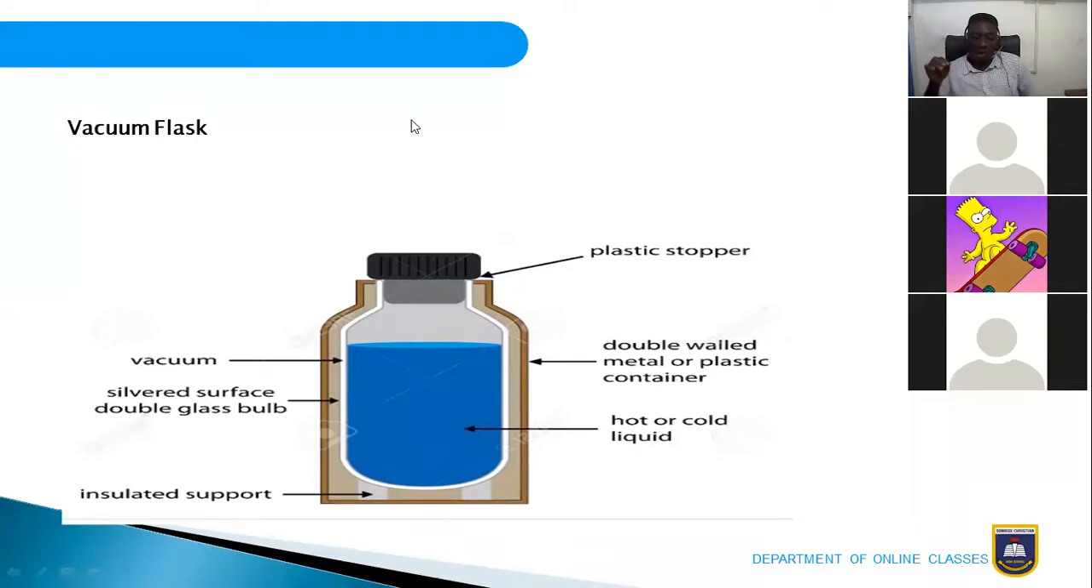And when you pour cold water into it also, it maintains the same temperature for you for a very long period of time. So that's basically the use of the vacuum flask. It's used to store cold water or hot water. Why is it used to store it? Because it maintains the temperature of that cold or hot water for a very long period of time.